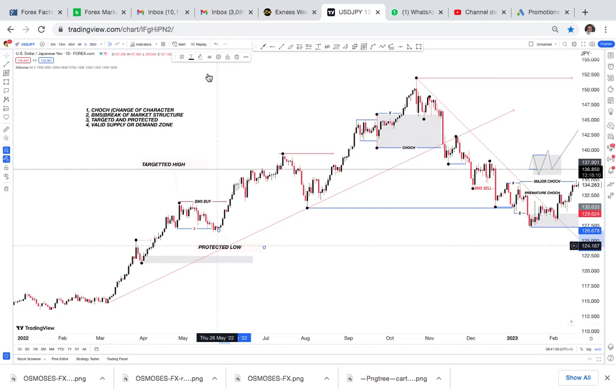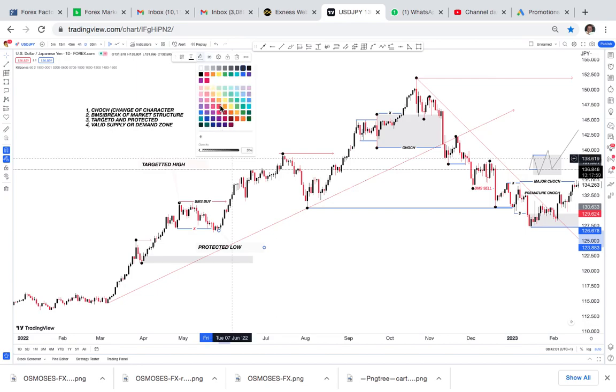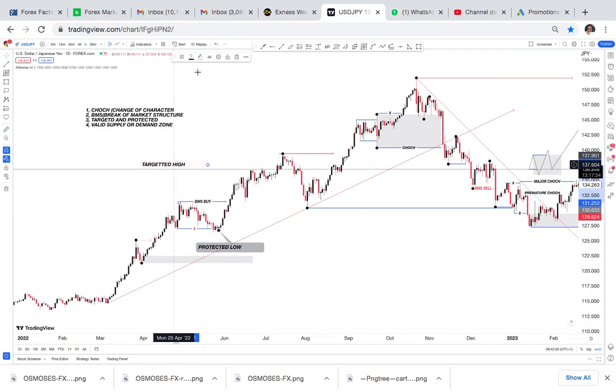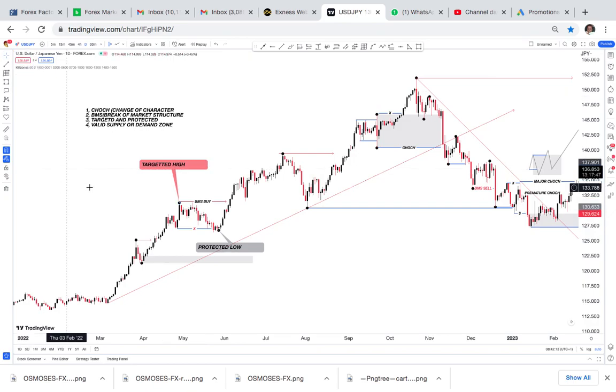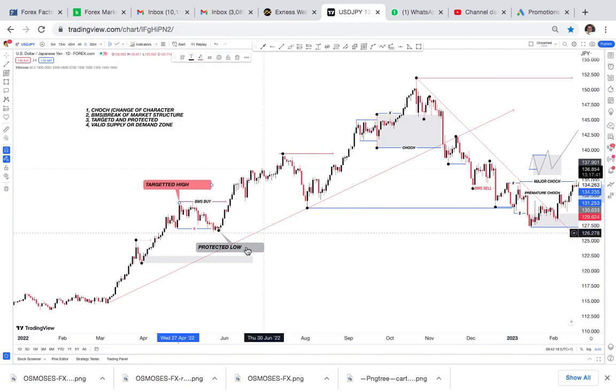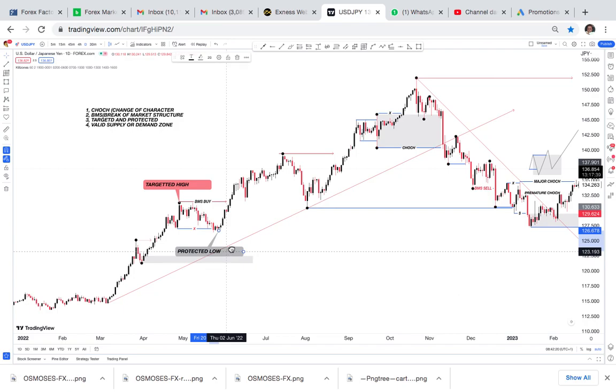So I need to color this, make this a little bit... Okay, good. Good. So this helps me try as much as possible not to overcrowd your chart, but it gives you a direction of what is going on.